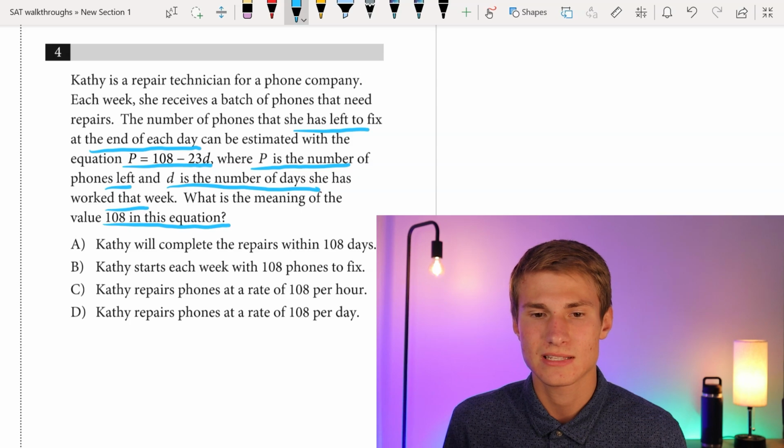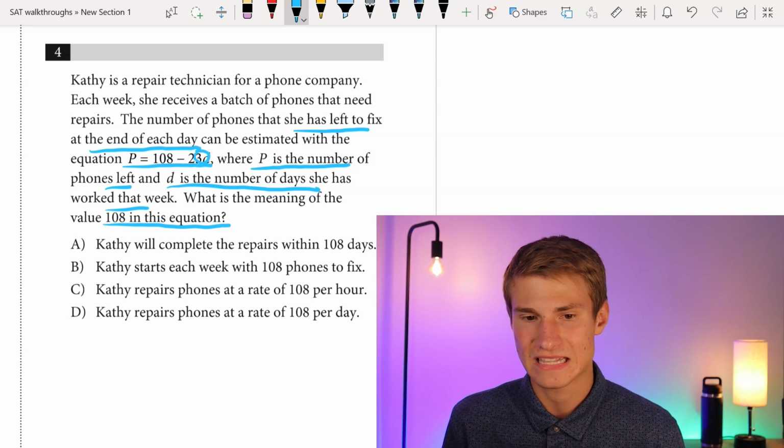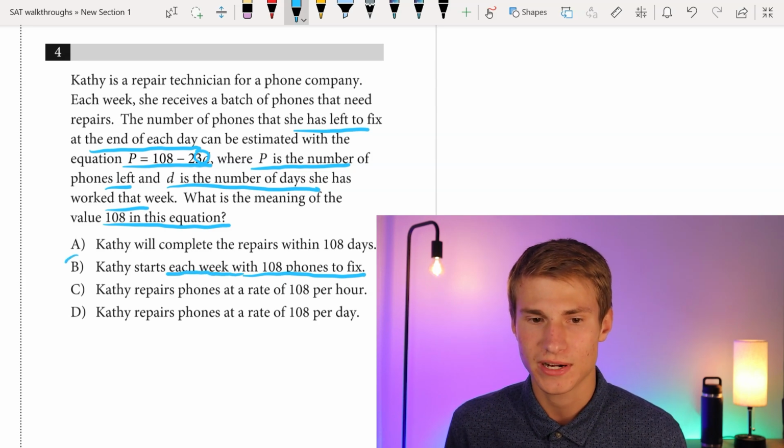Well, we need to take a look at this keeping in mind that if D was 0, she hasn't worked any days, she'd still have 108 phones left to fix that week. So that has to be the number of phones that she's starting each week with that she has to fix. So our answer there has to be B.